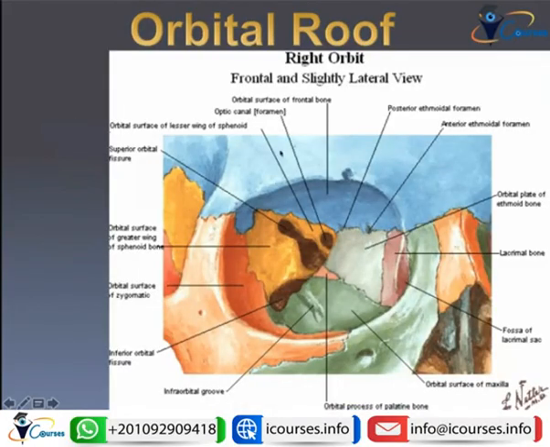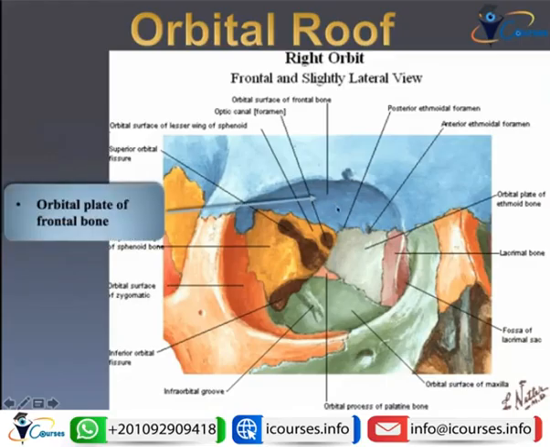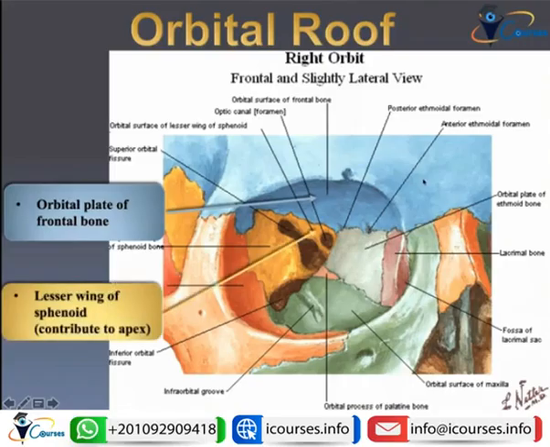Let's start first with the orbital roof. What are the bones that make the orbital roof? We have first the orbital plate of the frontal bone. As we said, this is the blue one, the frontal bone. The frontal bone has a share in the formation of the orbital roof by an orbital plate. This is anterior, while in the posterior part near the orbital apex there will be the sphenoid bone.